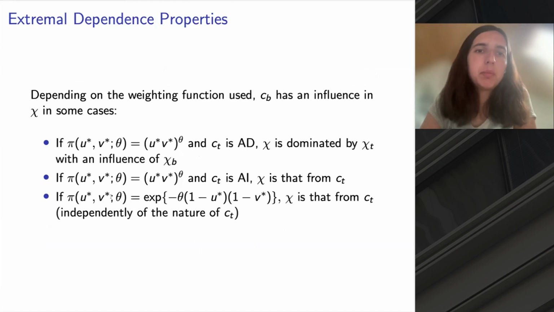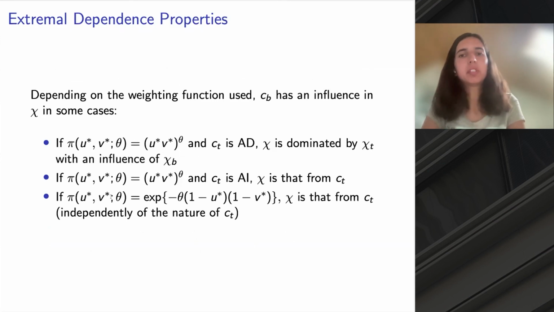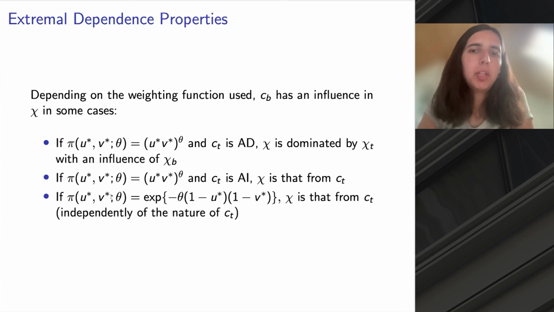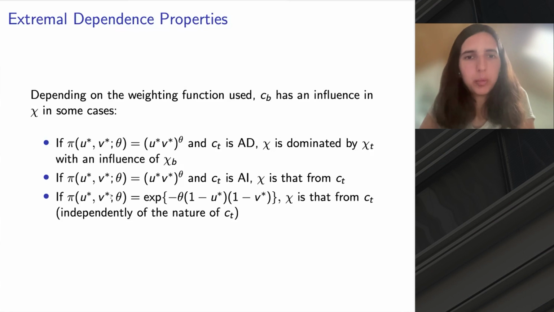And we arrived at some conclusions. Depending on the weighting function used, the copula tailored to the body has some influence on chi in some of the cases. So if the pi function is the product of the variables to the power of some parameter theta that is positive, and the copula tailored to the tail is asymptotically dependent, then the chi of our model is dominated by the chi of the tail copula, but has an influence of the chi of the body copula. But if we have the same weighting function, but the tail copula is asymptotically independent, then the chi of our model is the same as the chi of the tail copula.